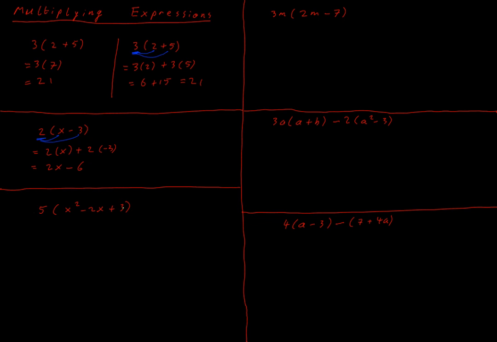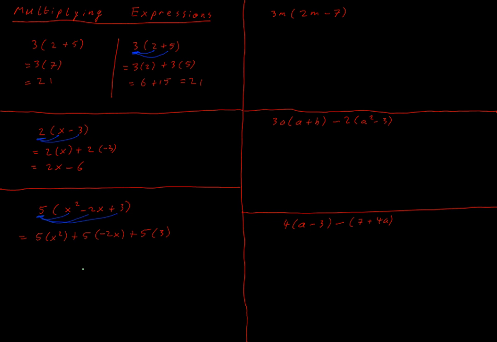Now let's do our next problem. So this time I have 3 things inside my bracket. I have a bigger expression inside my bracket here, but I'm going to follow exactly the same method. I'm going to have 5 multiplied by x squared, minus 2x, plus 3. And I'm going to multiply each thing in turn. So this is going to be equal to 5 multiplied by x squared plus 5 multiplied by minus 2x plus 5 multiplied by 3.